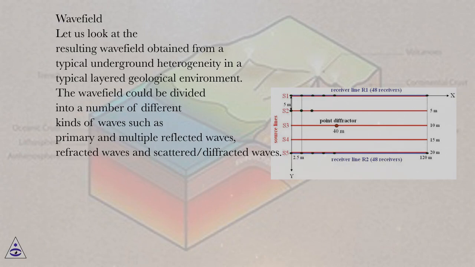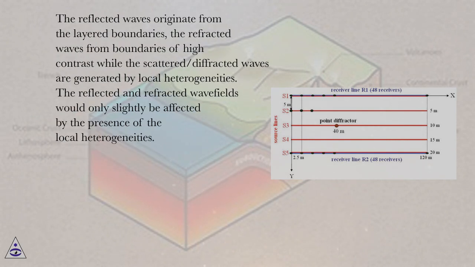Wavefield. Let us look at the resulting wavefield obtained from a typical underground heterogeneity in a typical layered geological environment. The wavefield could be divided into a number of different kinds of waves such as primary and multiple reflected waves, refracted waves and scattered/diffracted waves. The reflected waves originate from the layered boundaries, the refracted waves from boundaries of high contrast, while the scattered/diffracted waves are generated by local heterogeneities.